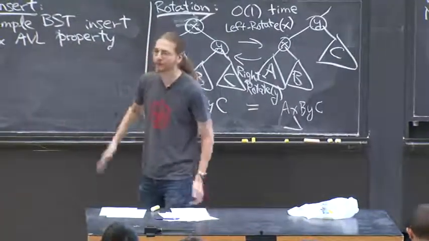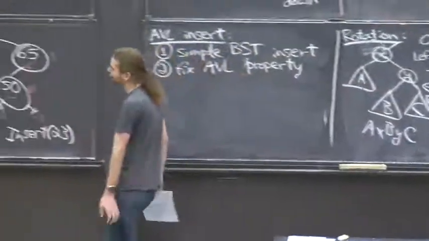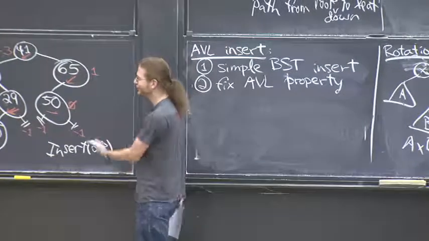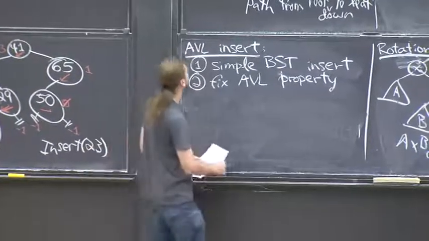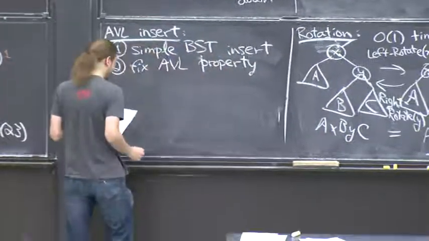So that's an example. Let's do the general case. It's no harder. You might say, oh gosh, why do you do 2 examples? Well, because they were different. And there are 2 cases in the algorithm, you need to know both of them. Okay, so AVL insert. Here we go. Fix AVL property.